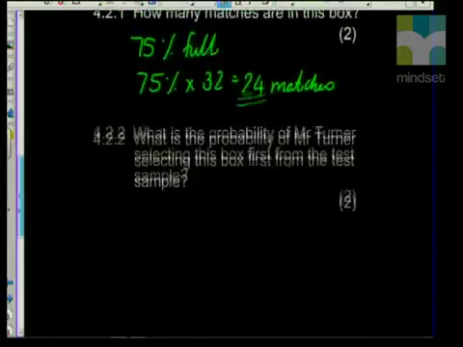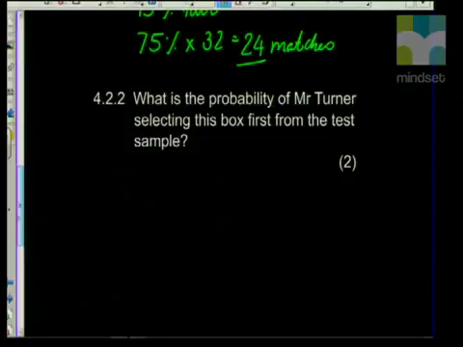Lovely. Next question. What is the probability? Now remember, probabilities are often written as fractions or decimals or percentages. Of Mr. Turner selecting his box first from the test sample. So what are they asking us? What is the probability of Mr. Turner selecting this box, so the box of the 24 matches, from the test sample?